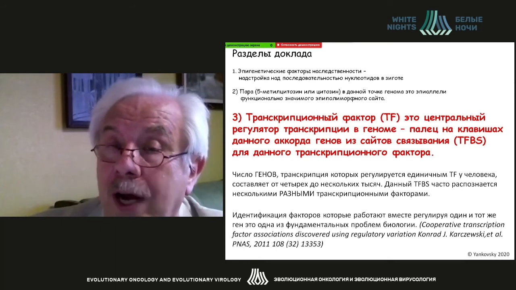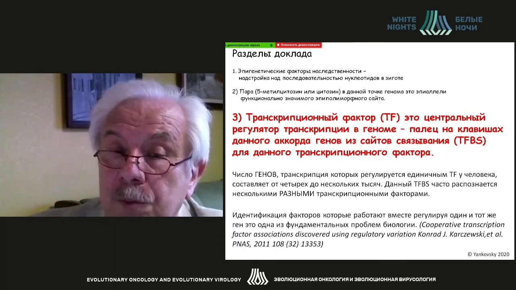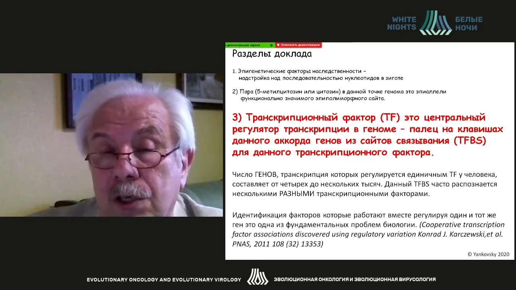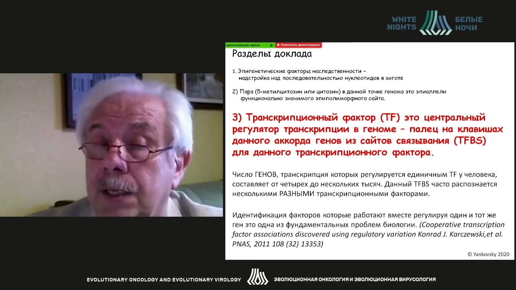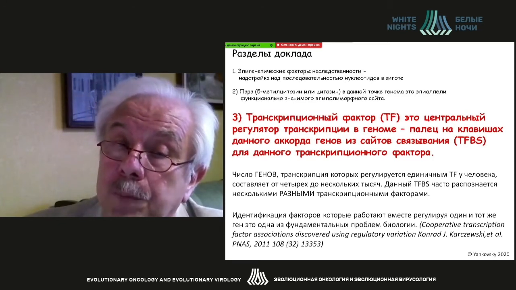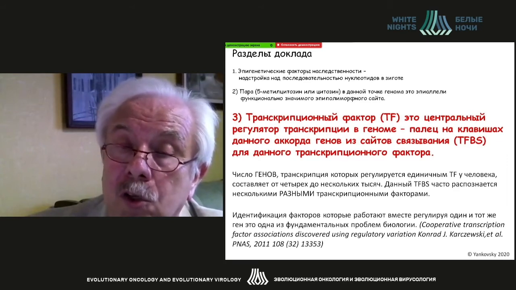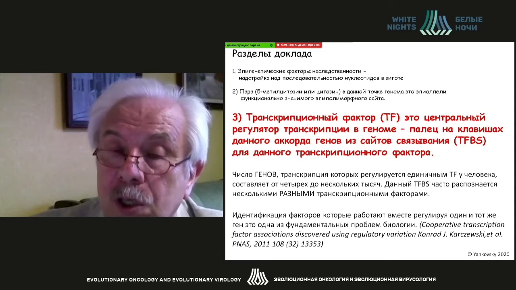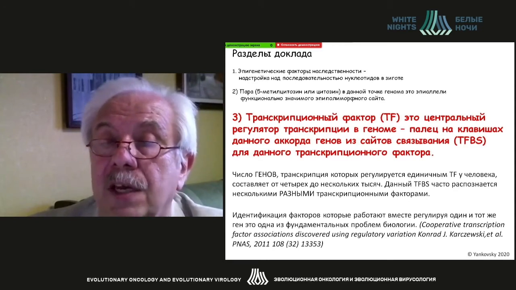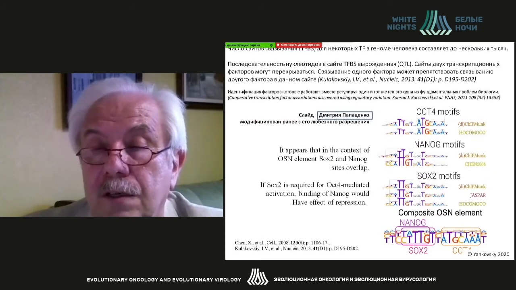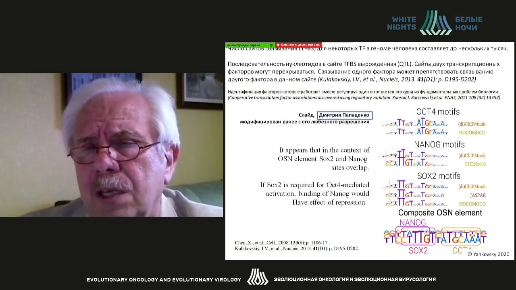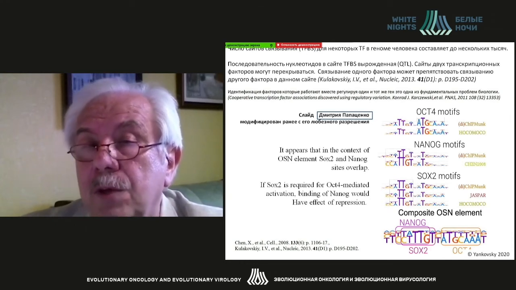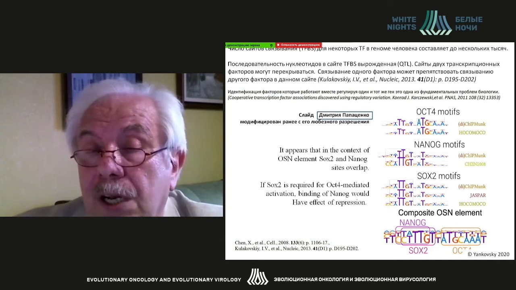identifying factors that work together on a particular site that regulate one and the same gene is one of the fundamental problems in biology that needs investigation, because we need to be very specific about the factors that determine the selection of one of the competing factors. The factors may overlap. They may be adjacent.